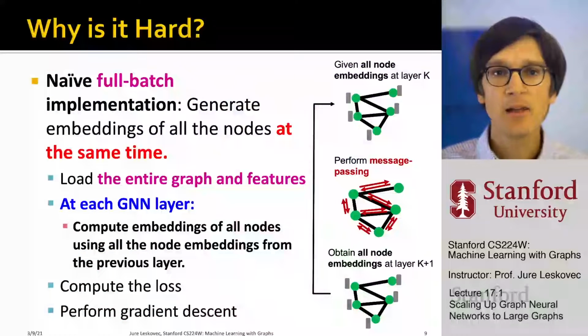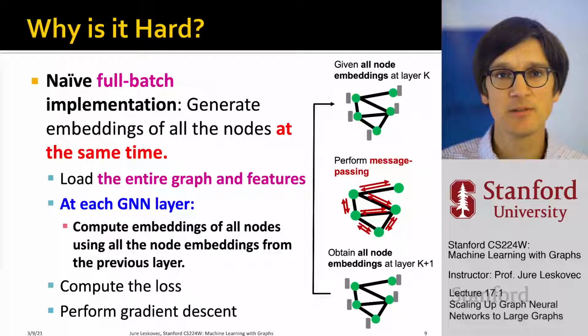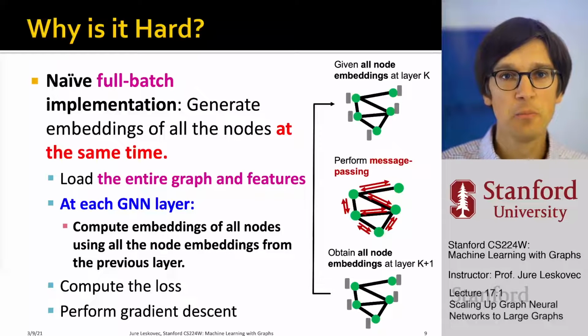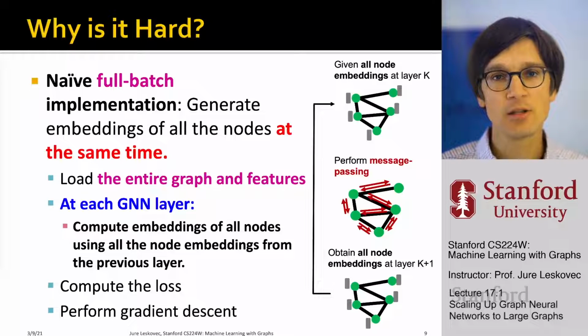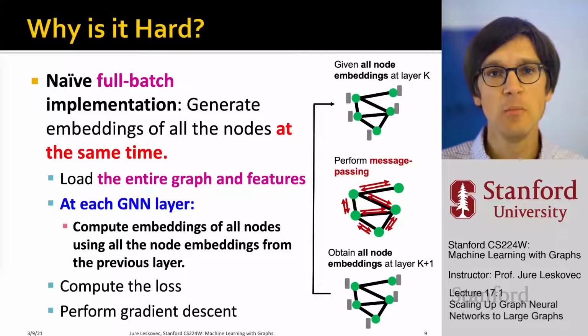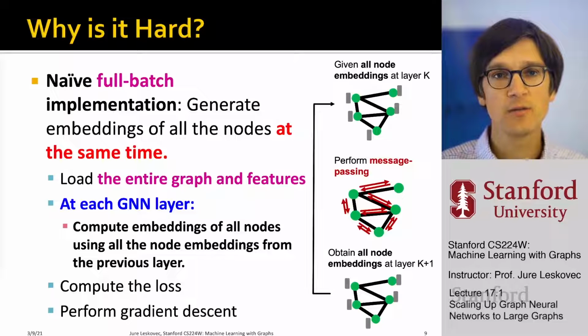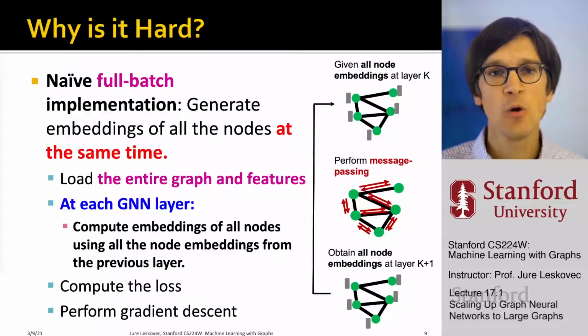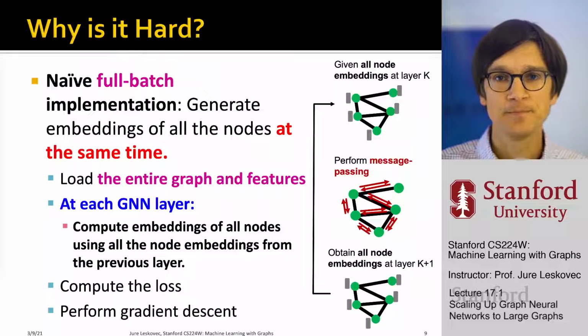So another way we could do this is to say, let's forget mini batching, let's not select a subset of the training data to compute the gradient on. Let's do what is called full batch implementation, full batch training. And the problem with full batch training is the following: you can think of it that we generate embeddings for all the nodes at the same time.